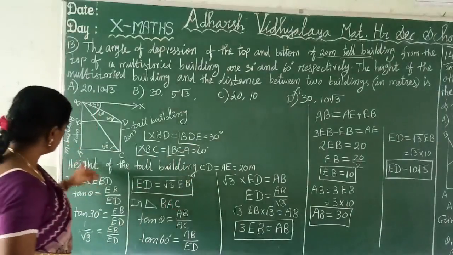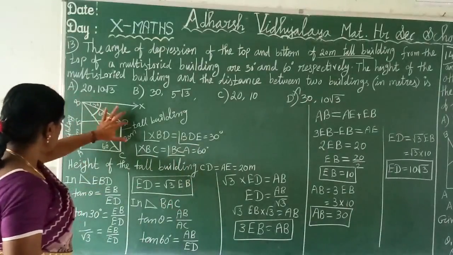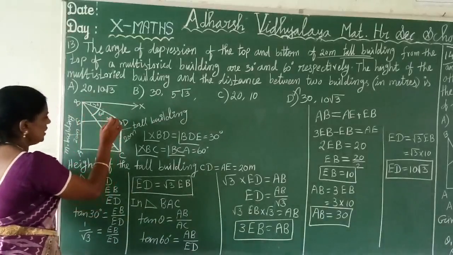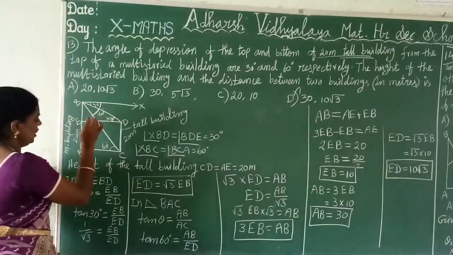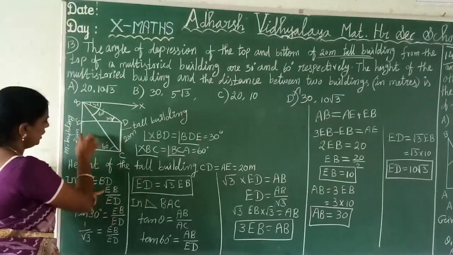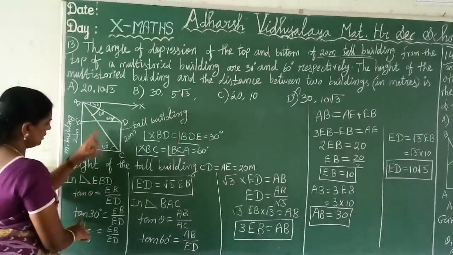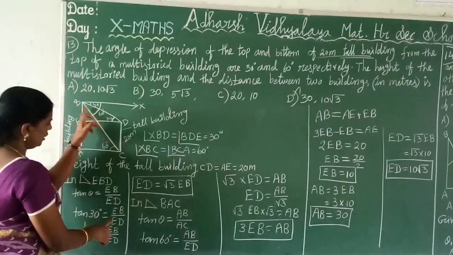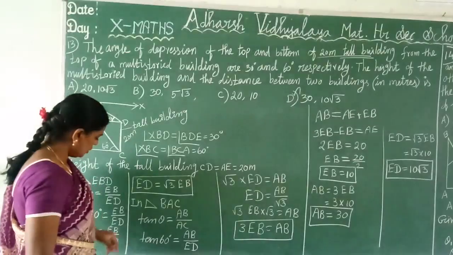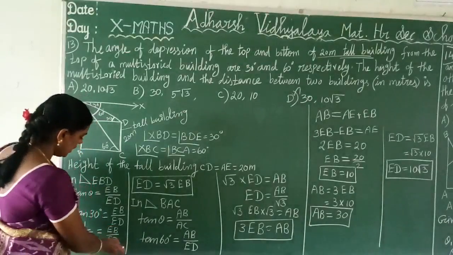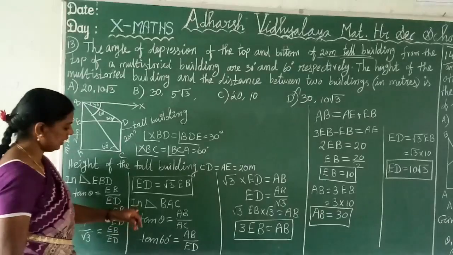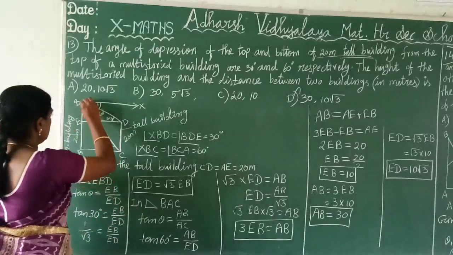So which triangle you choose? EBD. In right angle triangle EBD, this is theta, this one opposite, this one adjacent. So tan theta is equal to opposite EB by ED. So tan 30 degree is equal to EB by ED. 30 degree table value 1 by root 3 is equal to EB by ED. Cross multiply, ED equal to root 3 AB. Next triangle BAC.